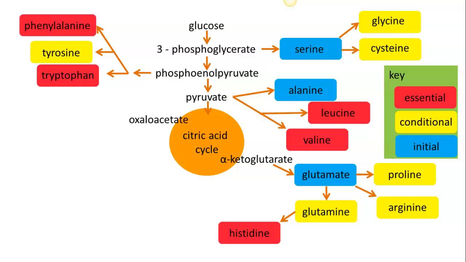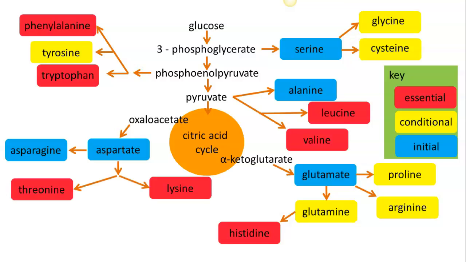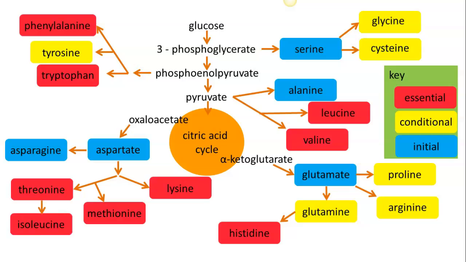The other pathway we've got is on the other side, where we take oxaloacetate, which is 4 carbons, and out of that we can get aspartate, which gives rise to asparagine. The aspartate can also give rise to threonine and lysine, which are essential. Methionine, which is essential. Threonine can give rise to isoleucine, which is essential.